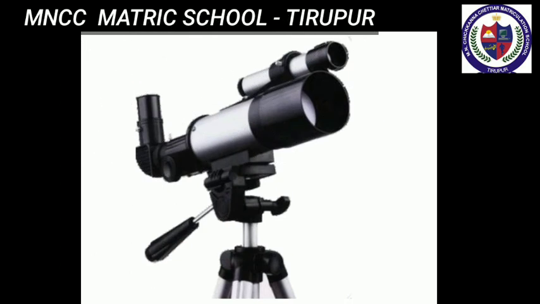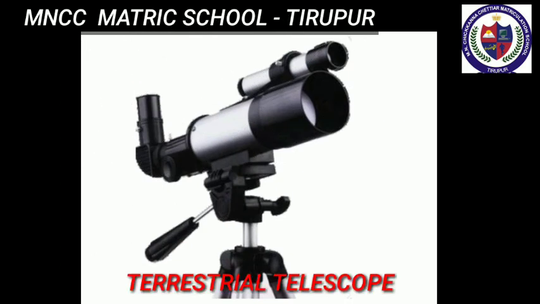Next we move to terrestrial telescope. The image in an astronomical telescope is inverted, so it is not suitable for viewing objects on the surface of the earth. Therefore, a terrestrial telescope is used. It provides an erect image. Next, the major difference between astronomical and terrestrial telescope is erecting the final image with respect to the object.